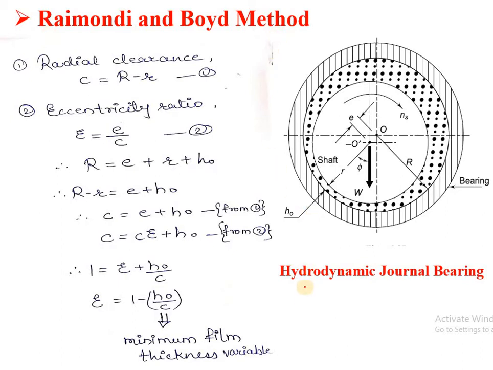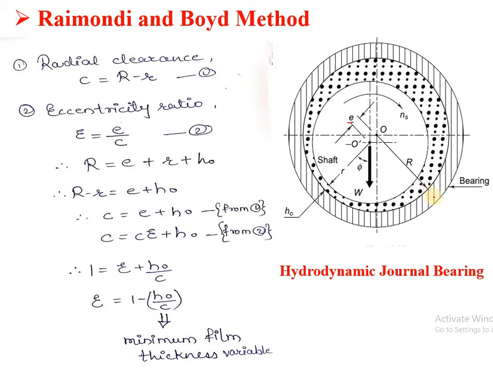Here you can see the hydrodynamic journal bearing. Here is the shaft, which is called the journal. Now ns is the journal speed. Here is the bearing. This is the fluid between the bearing and the journal. O is the center of the bearing, whereas O dash is the center of the journal or shaft. W is the radial force acting on the shaft. O and O dash is the eccentricity.